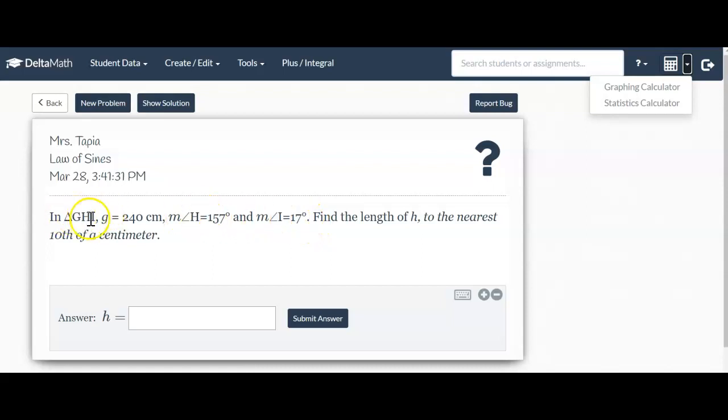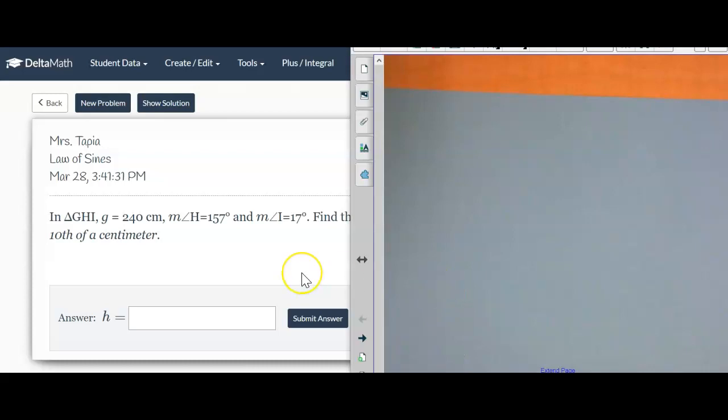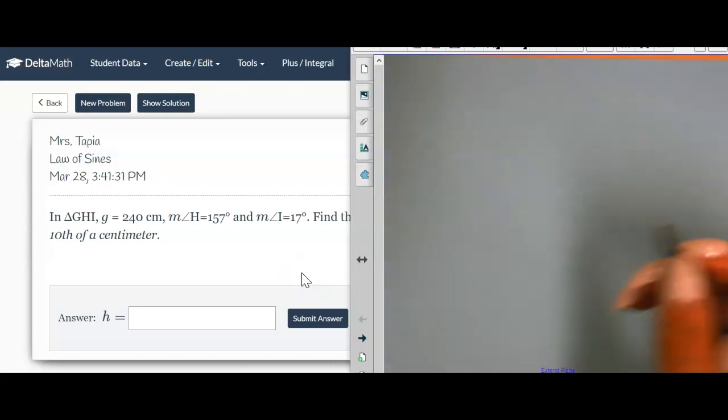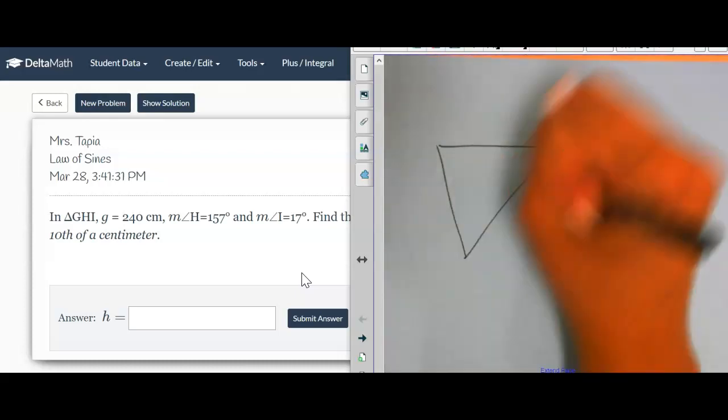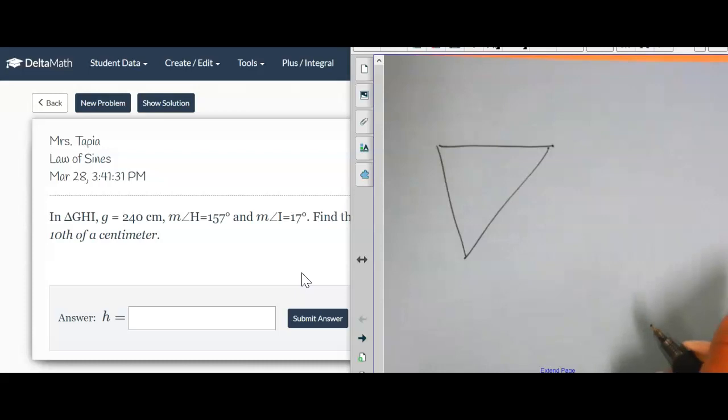It says in triangle GHI, side g is 240 centimeters, angle H is 157, and angle I is 17 degrees. It says to find the length of h to the nearest tenth of a centimeter. Okay, so I have my document camera. We're going to start by setting this up. Our triangle is not given, so we have to create one. It doesn't matter really how your triangle looks, just create a triangle.